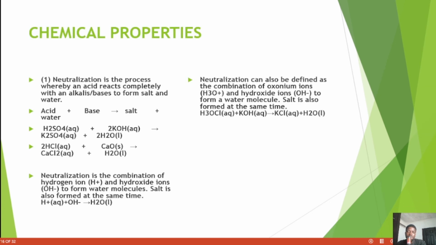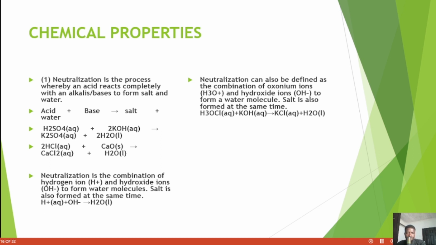What are the chemical properties of acids? We are going to be looking into 3 major chemical properties. However, there's a 4th one that we'll just consider briefly. The 3 major chemical properties of acids include: number 1, neutralization reaction; number 2, reaction with carbonate salts; and finally, reaction with metals above hydrogen in the electrochemical series. So let's get to that.